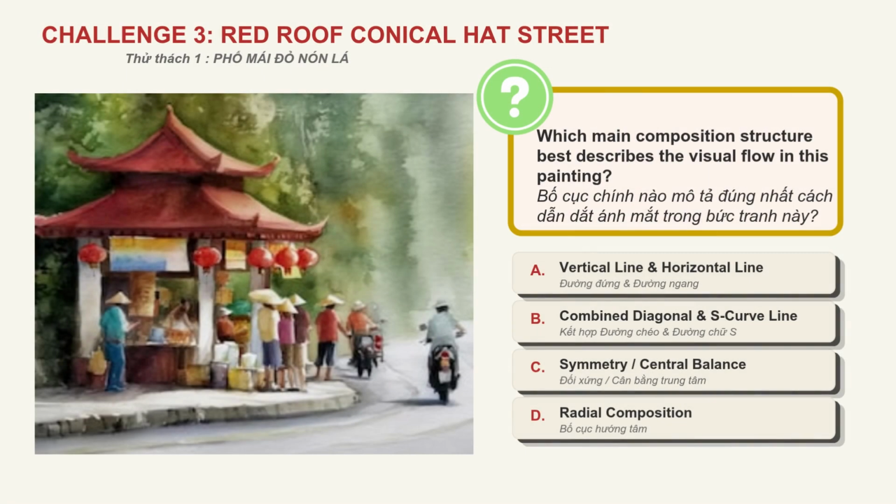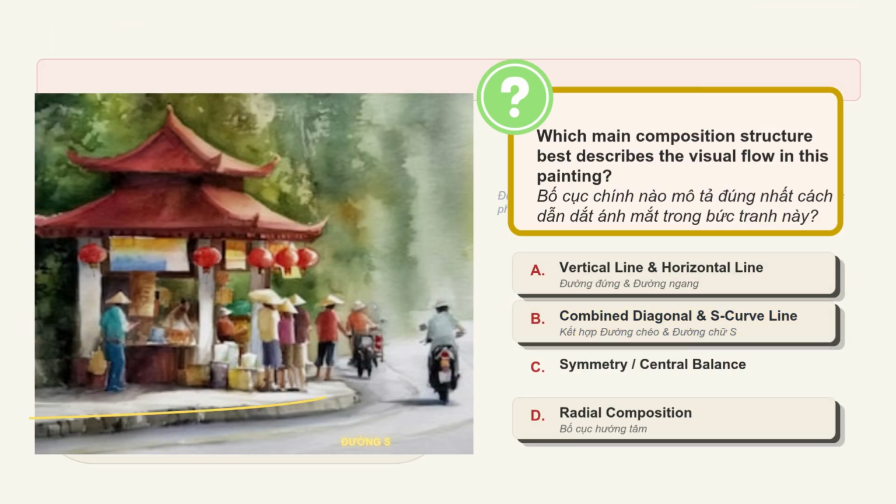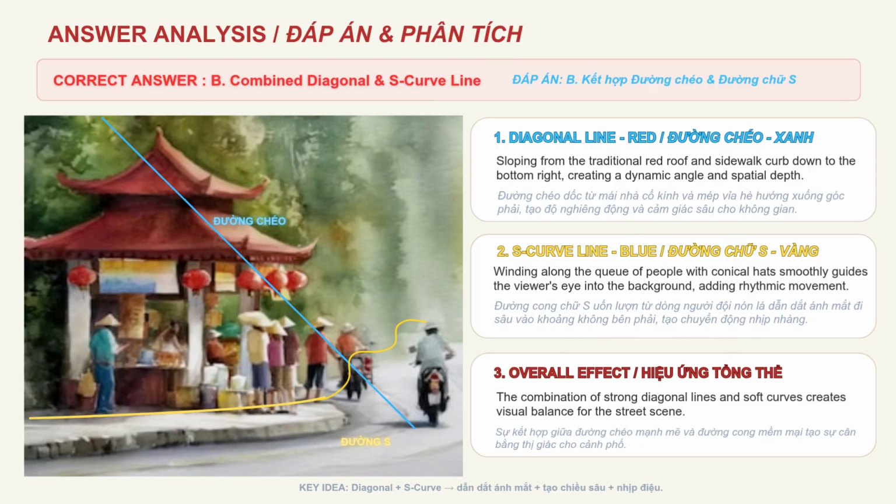Which main composition structure best describes the visual flow in this painting? One, diagonal line, red: sloping from the traditional red roof and sidewalk curve down to the bottom right, creating a dynamic angle and spatial depth.